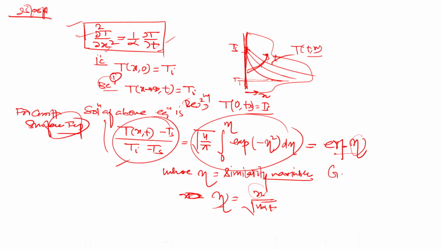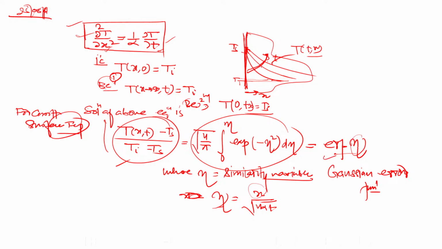This is called the Gaussian error function, and this is a standard mathematical function that is tabulated. The table is available on Google or in handbooks. So for different values of eta, what is the value of the Gaussian error function? Clear?